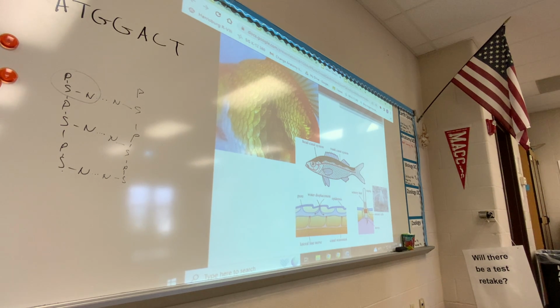A similar thing happens in our ears. Our ears have tiny hairs in them, and those get disrupted when we move too quickly or when we get dizzy or something like that. Pretty cool.